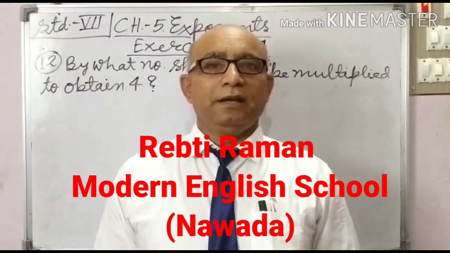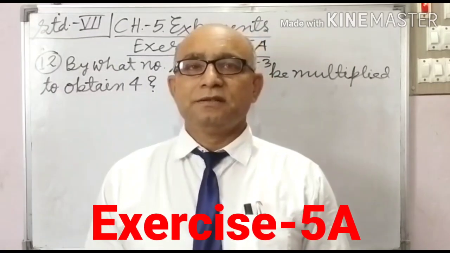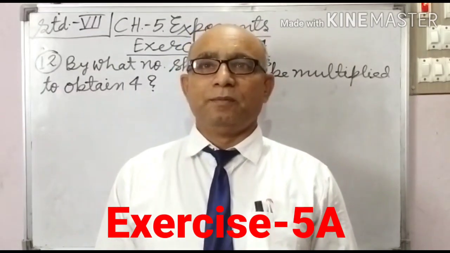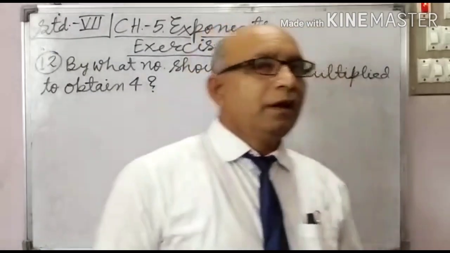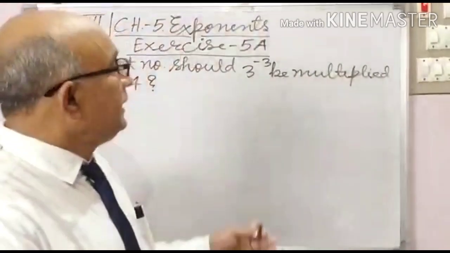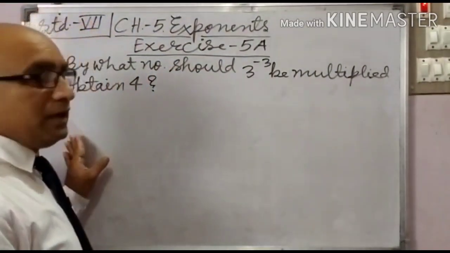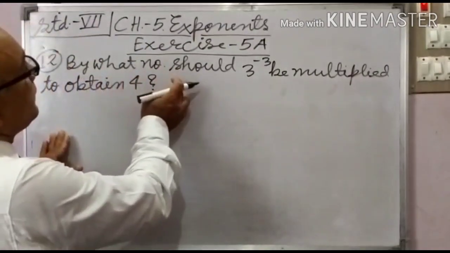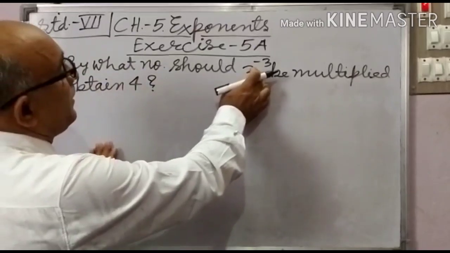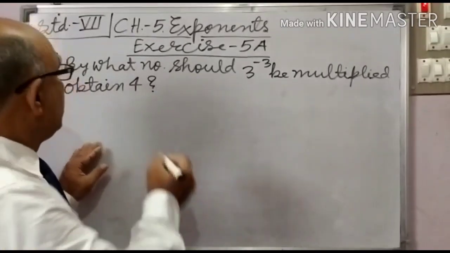Students, today I shall solve exercise 5A, question number 10 to 18. Now write question number 12 of exercise 5A, chapter 5, exponents. By what number should 3 to the power minus 3 be multiplied to obtain 4?